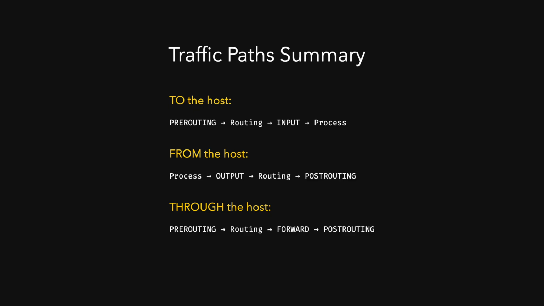Let me give you a simple way to remember this. If traffic is to the host, it arrives, then goes to PREROUTING, then to INPUT, and then to the local process. If traffic is from the host, it goes from the local process to OUTPUT, then POSTROUTING, and then leaves. But if the traffic goes through the host, it arrives, goes to PREROUTING, to FORWARD, and then to POSTROUTING. And after these three hooks, it will leave the host.